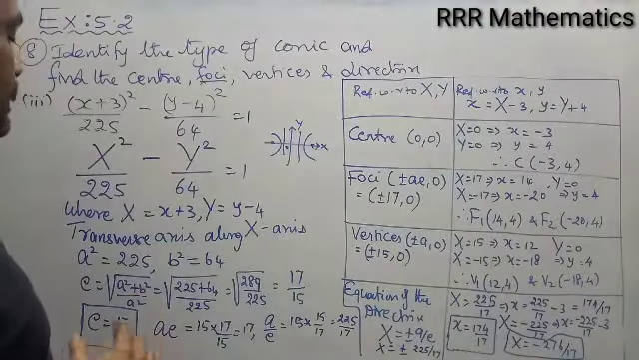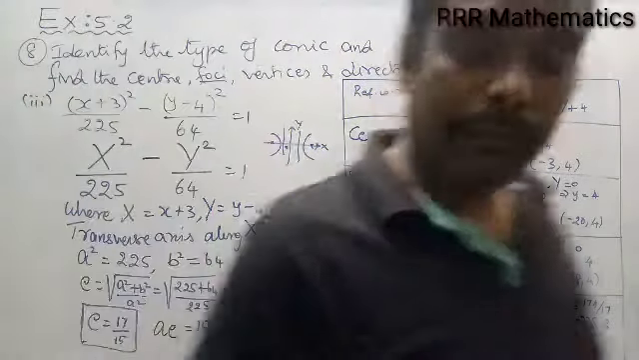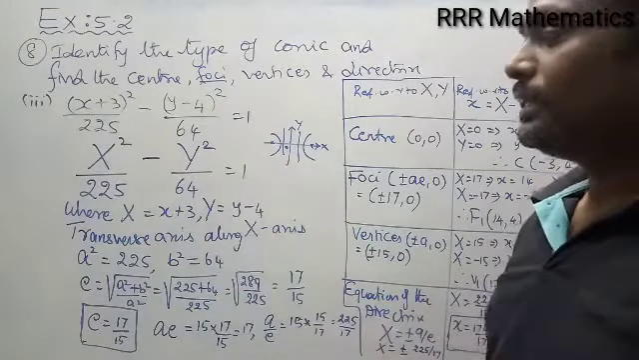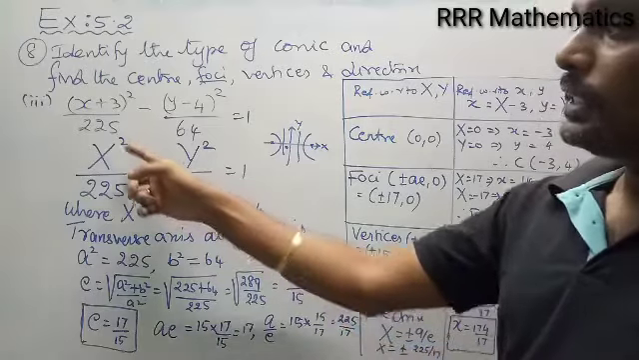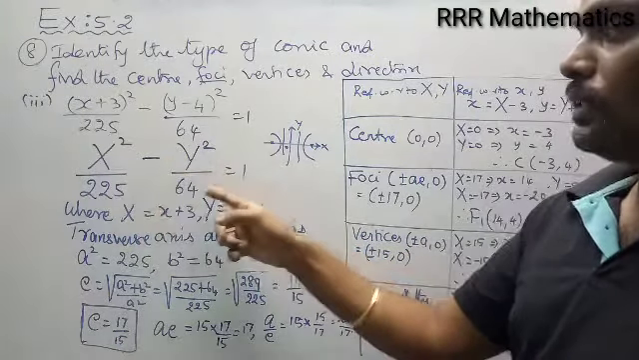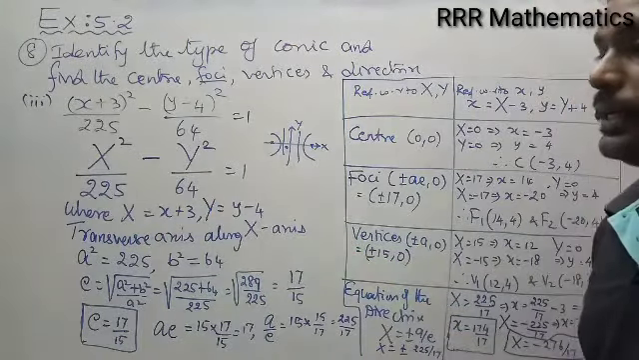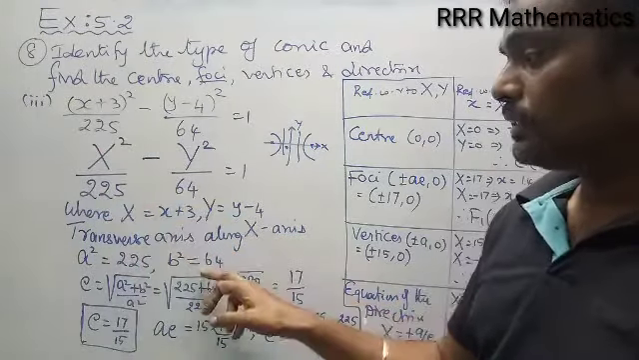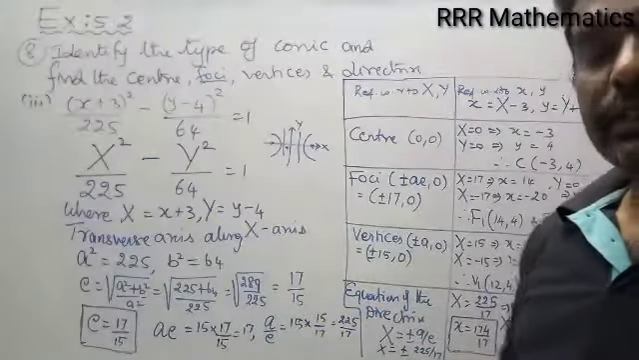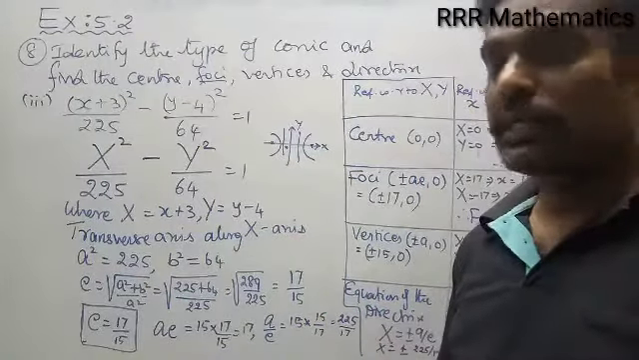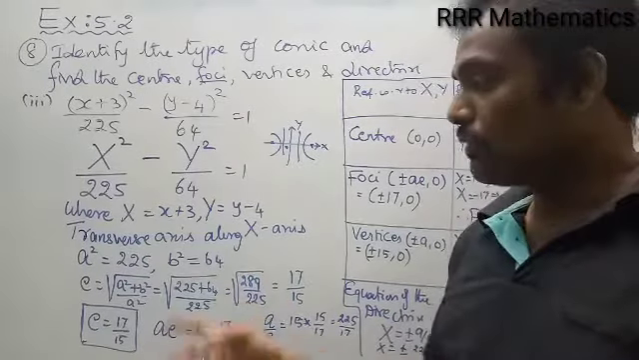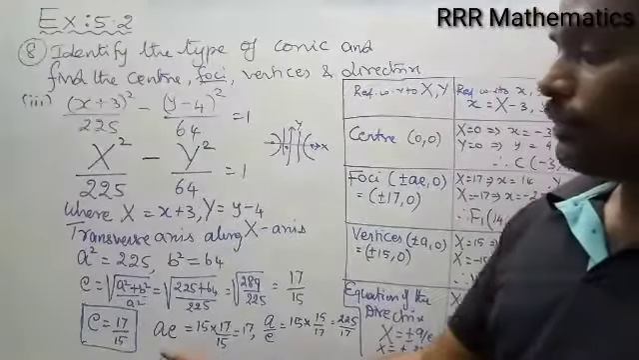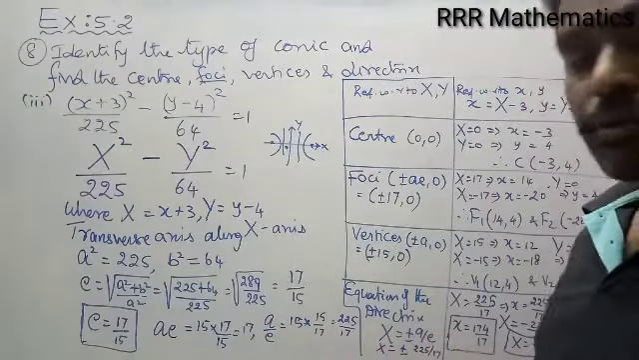Very simple. In this case, very first we took capital X as x plus 3 and capital Y as y minus 4. I am getting the standard equation of the hyperbola, which is nothing but capital X square by 225 minus capital Y square by 64 equal to 1. From this one, I can say transverse axis along x axis. And a square 225, b square 64. The value of E can be calculated by using the formula square root of a square plus b square by a square. After substituting the value of a square and b square, finally we are getting the value of E as 17 by 15. Now find out AE, which gives 17, A by E, which gives 225 by 17.